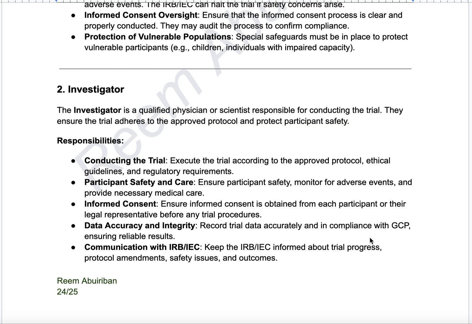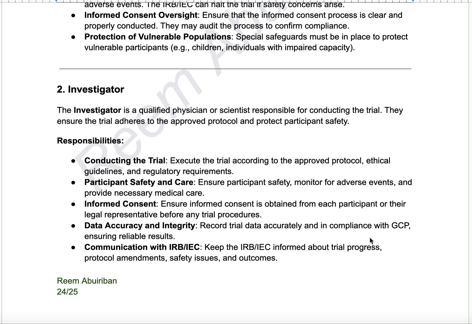Number two, the investigator. The investigator is a qualified physician or scientist responsible for conducting the trial. They ensure the trial adheres to the approved protocol and protect participant safety. What are their responsibilities? Conducting the trial: execute the trial according to the approved protocol, ethical guidelines, and regulatory requirements. Participant safety and care: ensure participant safety, monitor for adverse events, and provide necessary medical care.